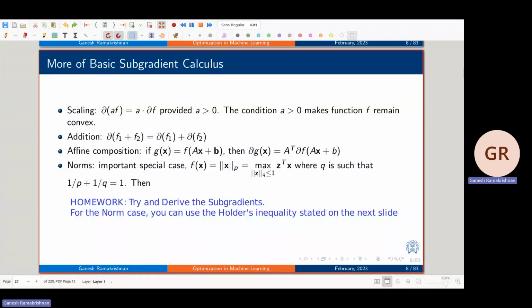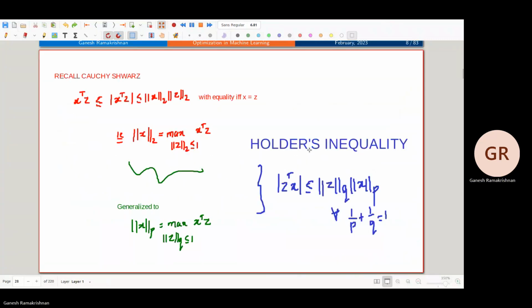Okay, so you can try and derive the subgradients, but I'm just recapping the Cauchy-Schwarz inequality. What we have done here is the Cauchy-Schwarz inequality, which can also be used to derive the 2 norm of x as the max over z of z transpose x, which I wrote on the board. And now we're just generalizing this to the p norm.